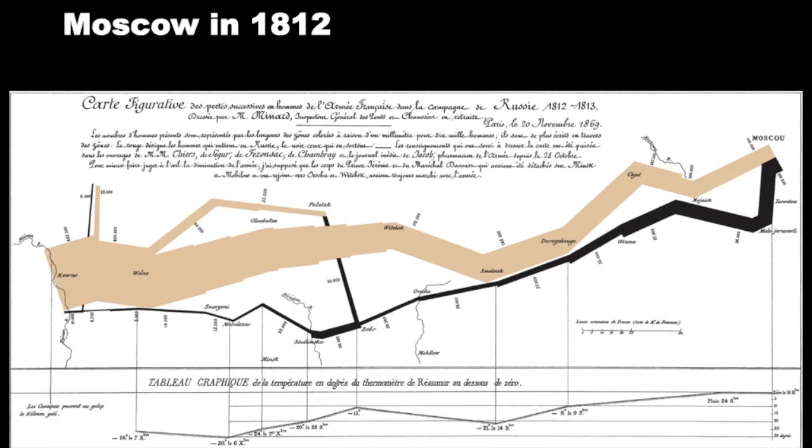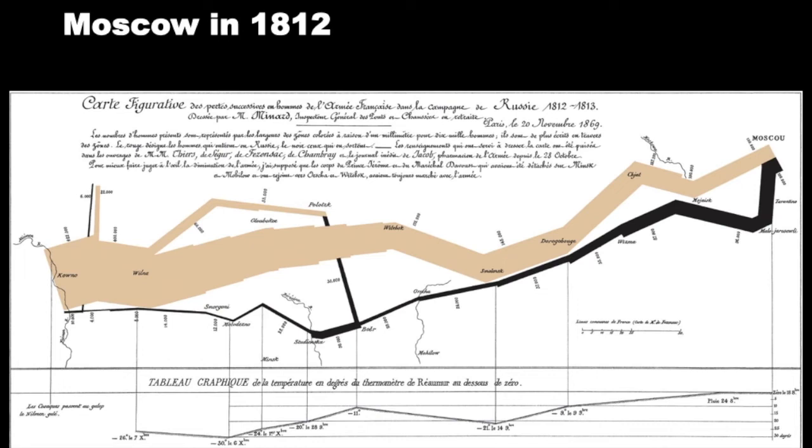Beginning on the left at the Polish-Russian border, so we are looking at geography as well as numbers. The width of the thick band shows the size of the Grand Army at each position. So they're starting out in a similar position there. The upper brown line shows the size of the army, which in this case was 422,000 men, as it progresses eastbound to Moscow. And then the army turns around to head home.